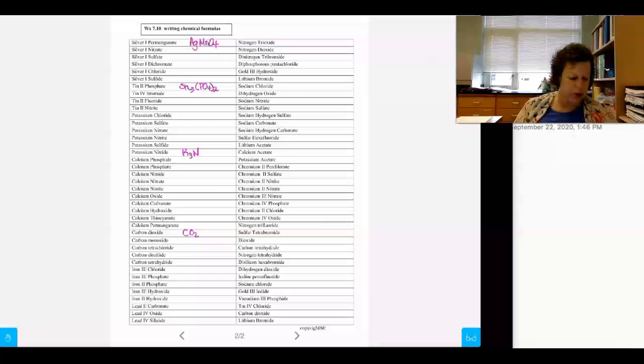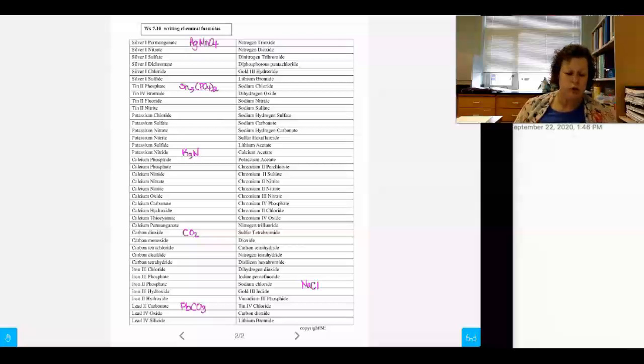Look at lead 2 carbonate. Carbonate's a -2 oxidation. Lead's a transition metal. 2 is the oxidation number. They reduce. PbCO3. Sodium chloride. Good old sodium chloride. That is our table salt. NaCl.